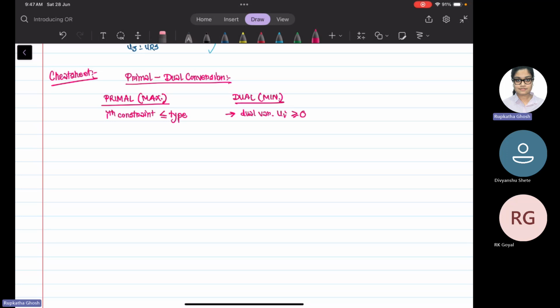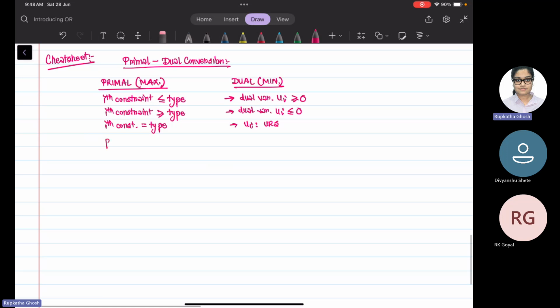Similarly, if your ith constraint is greater than or equal to type, your dual variable ui is less than or equal to 0. And if your ith constraint is of an equality type, then your dual variable is unrestricted in sign. Same logic.